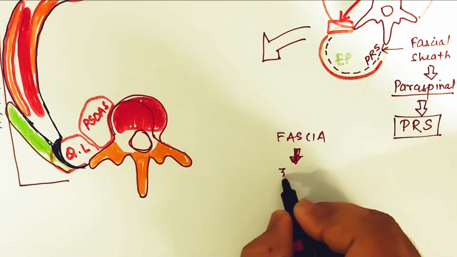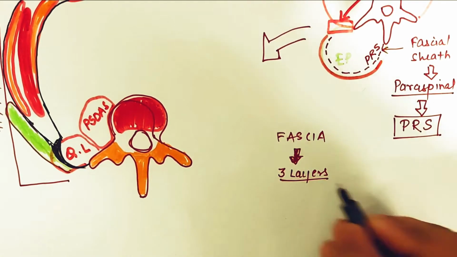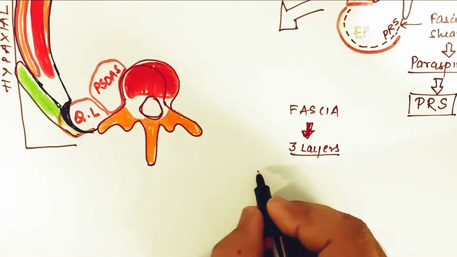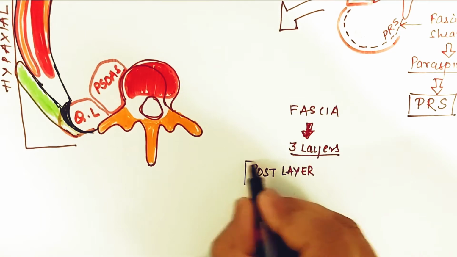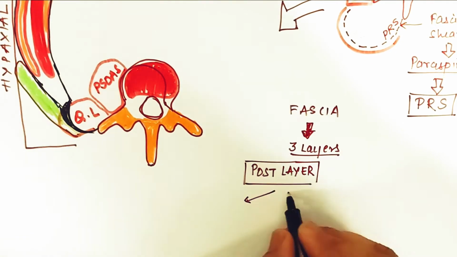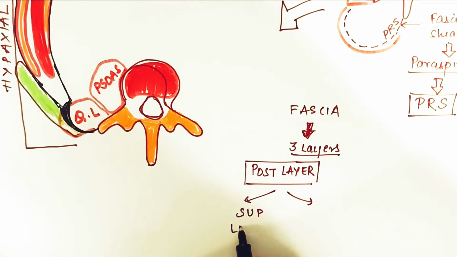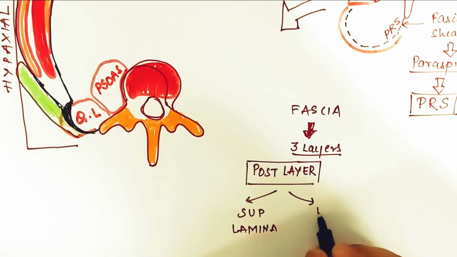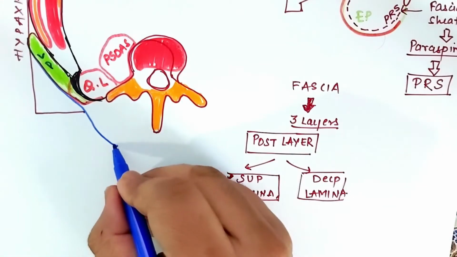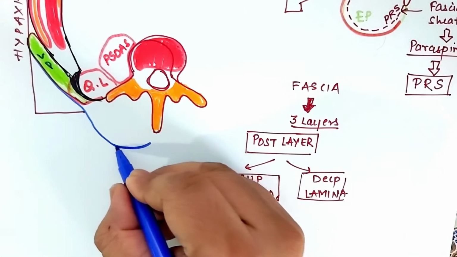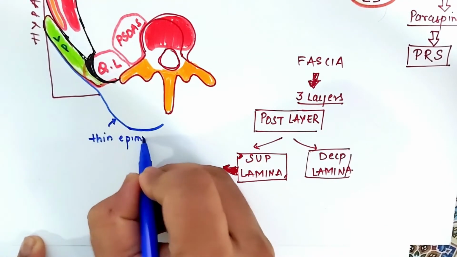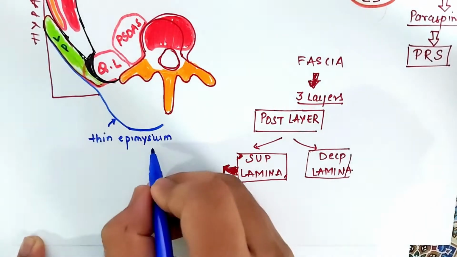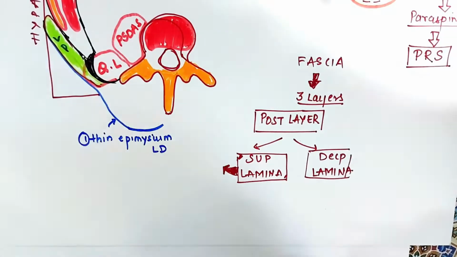So the thoracodorsal fascia basically has three layers. We are going to talk about what forms the posterior layer. The posterior layer is divided into two: the superficial layer called the superficial lamina and the deep layer called the deep lamina. The superficial lamina is formed by the extension of the outermost layer of the latissimus dorsi, which is the thin epimysium of the latissimus dorsi.